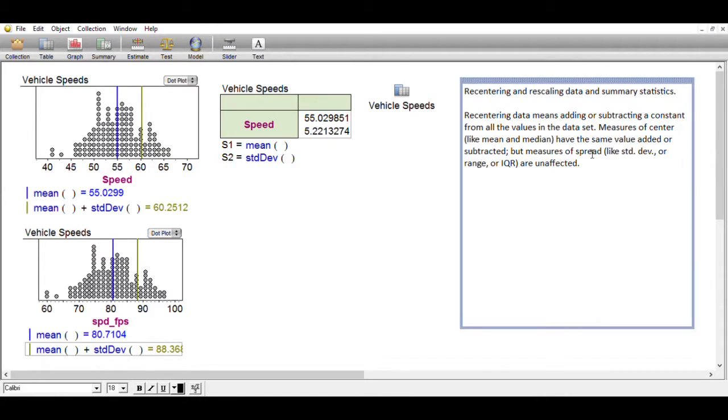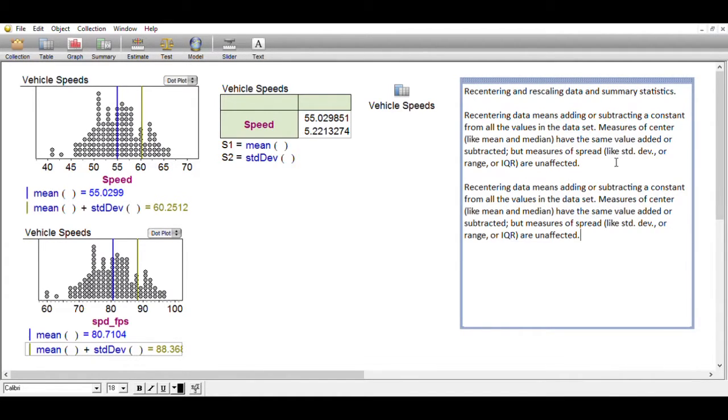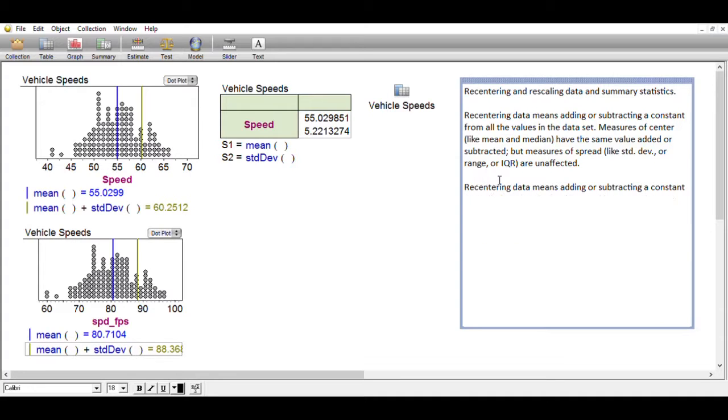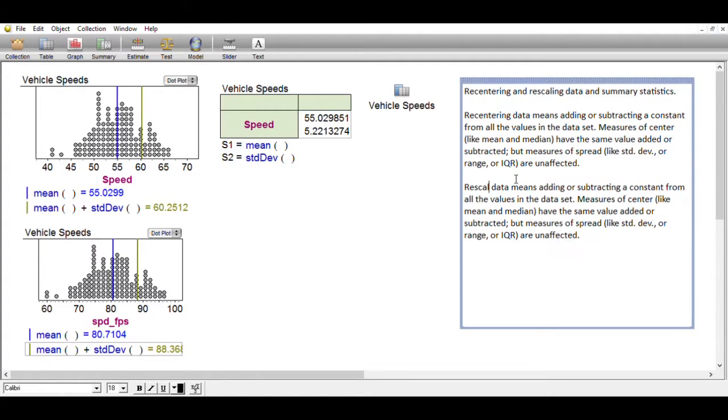So let me summarize this over here. I'm just going to copy and paste to be lazy and then change what needs to be changed. So rescaling the data means multiplying by a constant. Multiplying a constant by all the values in the data set. Measures of center have the same value multiplied. As do measures of spread.